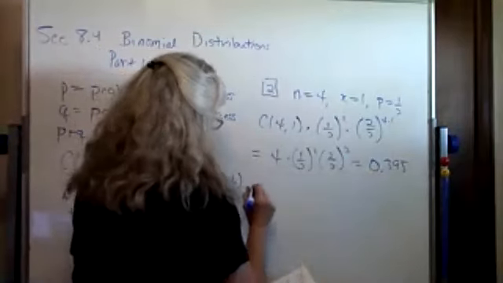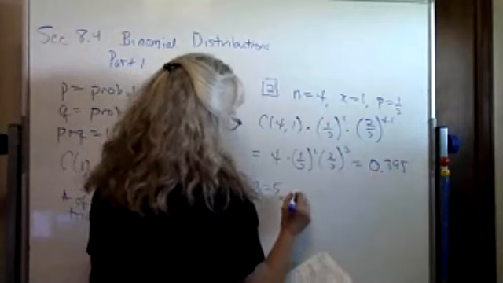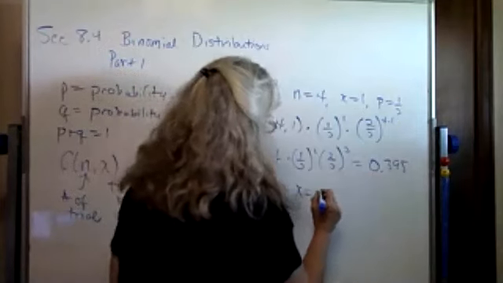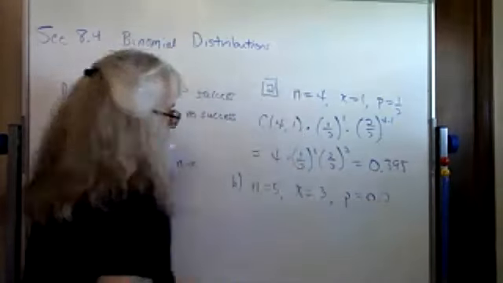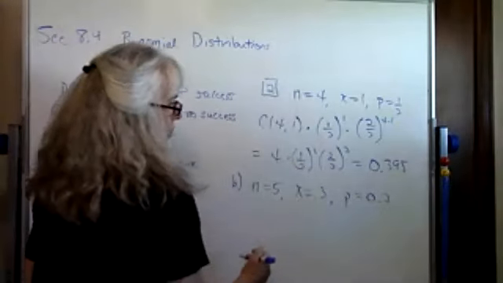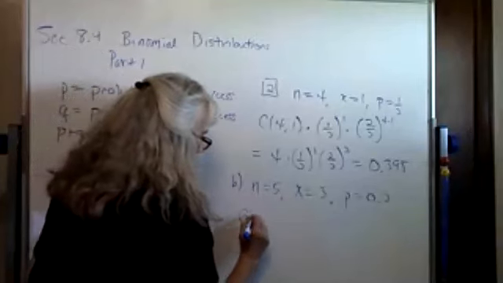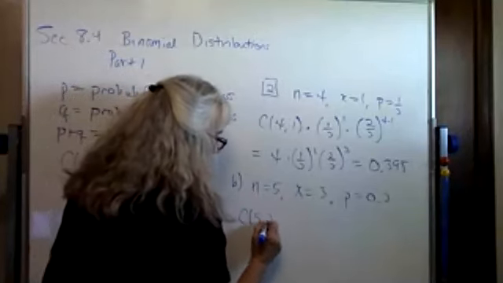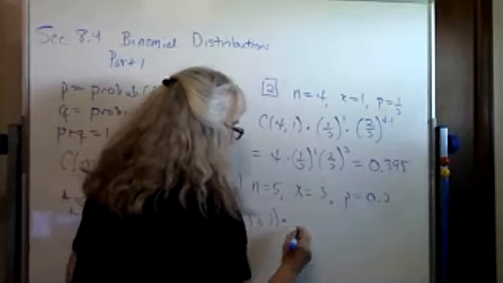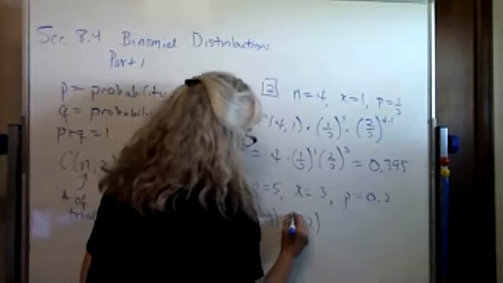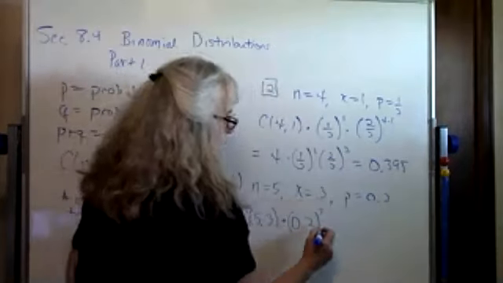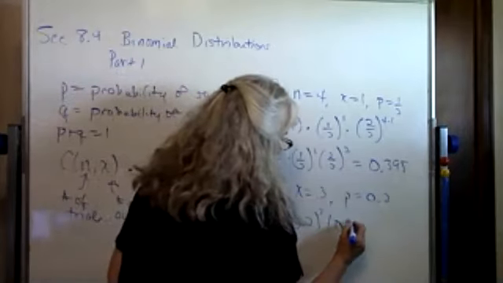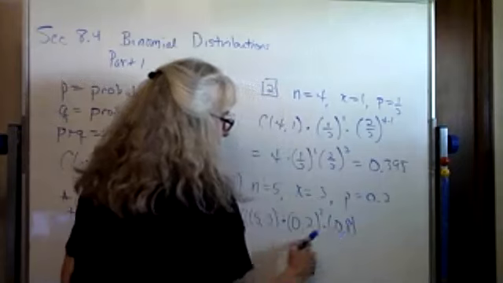Part B on that problem, same kind of idea. We're going to let n equal 5, X this time is going to be equal to 3, and the probability of a success this time is 0.2. So that would be the combination of 5 choose 3, times 0.2, the probability of a success, raised to the smaller number, which is 3. Then we're going to multiply that by 0.8, its complement. So again, these two have to add to 1.